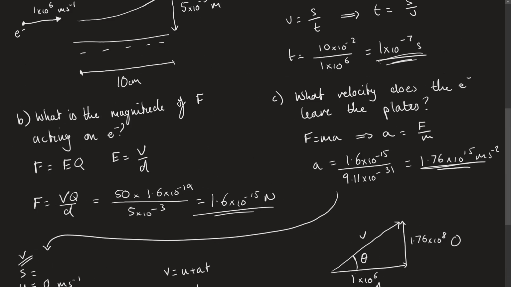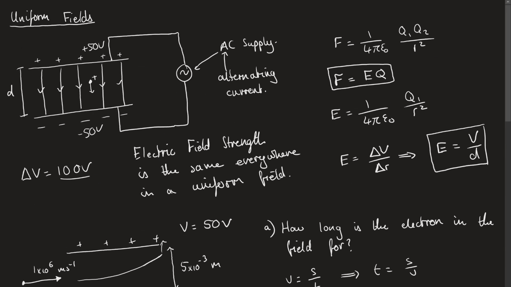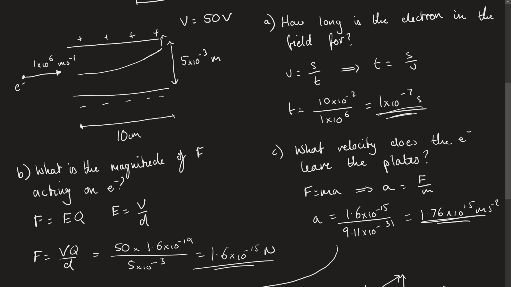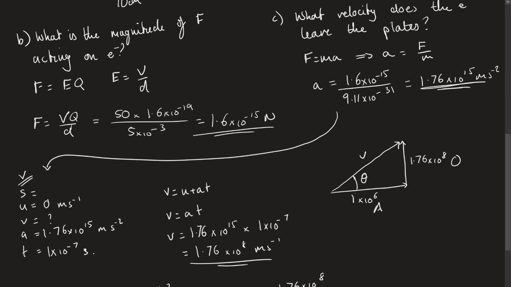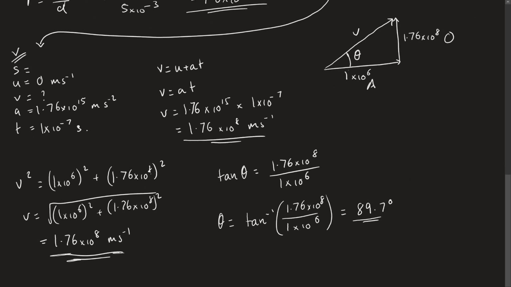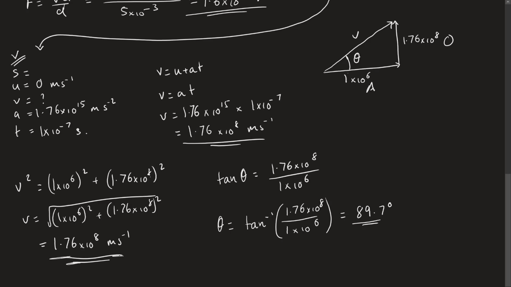So just to recap what we've said over this entire video, we started off by looking at the application of a uniform field being the potential difference. We can then relate a force by saying it's just EQ, where E we defined as being the potential difference between the two plates divided by the distance between them. And we said that the electric field strength is the same everywhere in a uniform field. This is an important point. Then we said we'll have a look at an example question where we have an electron being fired through a pair of parallel plates. We calculated the time that it's going to be in the plates for, the magnitude of the force on it, and then we calculated the velocity as it leaves the plates by doing some simple SUVAT, and then Pythagoras to combine the two velocities of the horizontal and vertical components.